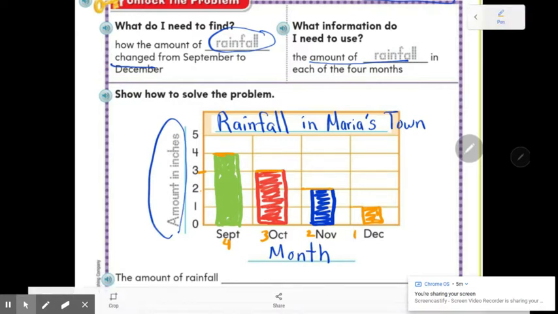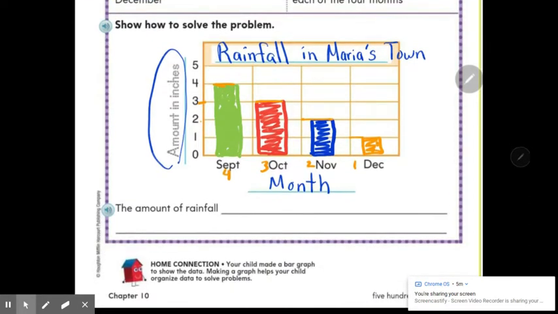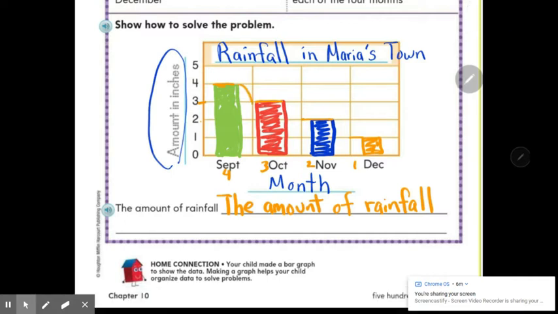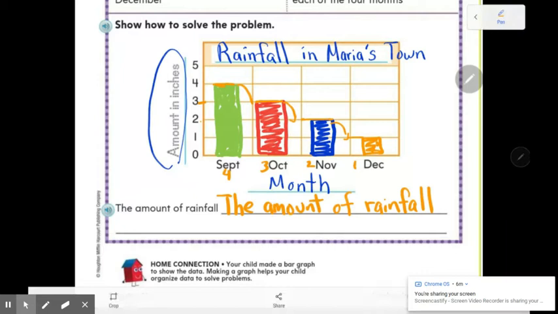Now, how can we explain what happened there? What's happening to the amount of rainfall? So we can say that the amount of rainfall, remember we always write in a complete sentence. Now what happened? Did it increase? That means going up. Or did it decrease? That means going down. See how it's going down and is going down and is going down by 1 inch. So it decreased. That means it went down.